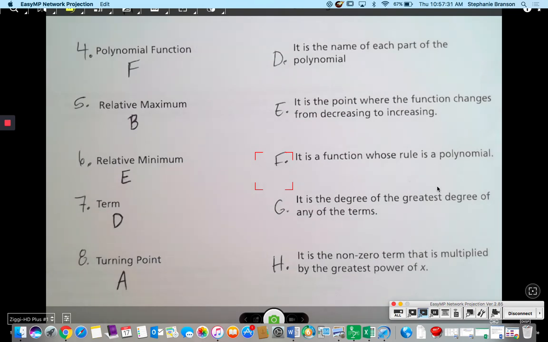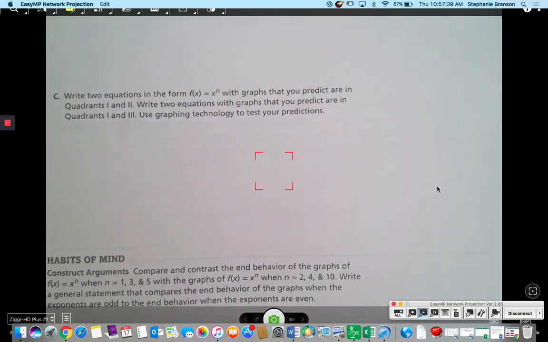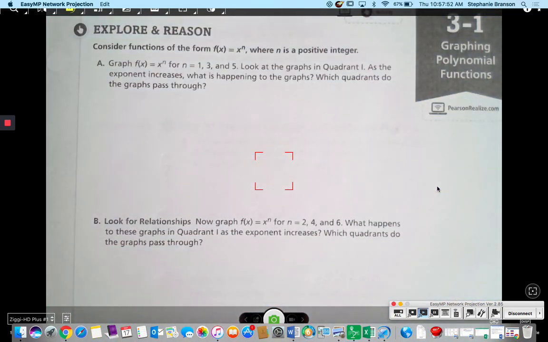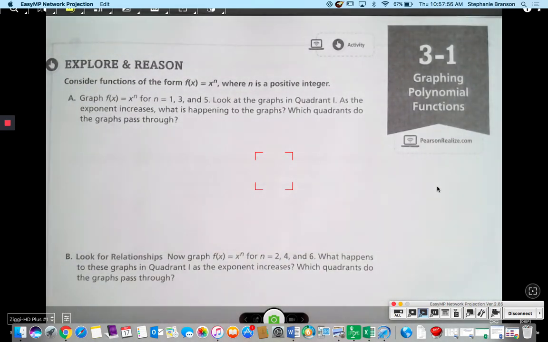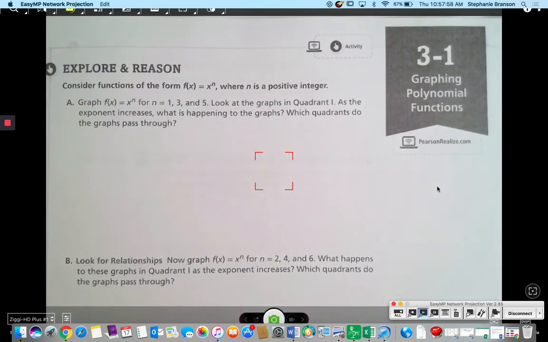Alright, after you have finished this, I want you to get out your notebook. And we are going to take a look at pages 61, 62, and 63 today.